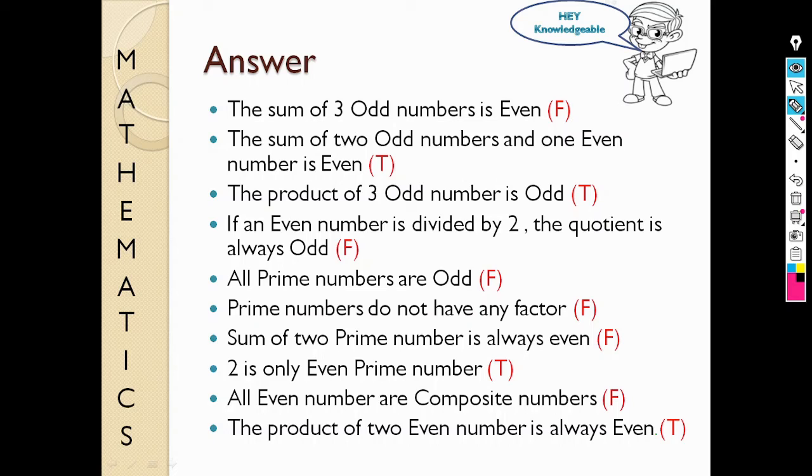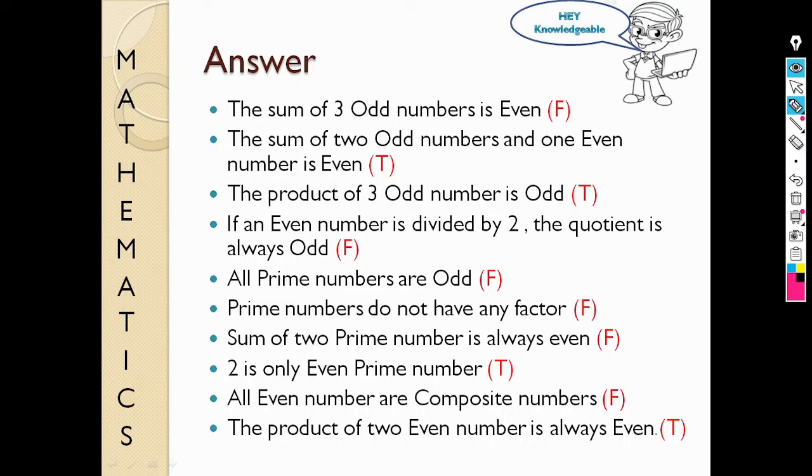So now coming to the answer. So let's see what is the first question. The sum of three odd numbers is even. So this is false because if you try to add 3 plus 5 plus 7, this gives you 15. So this is not even. Sum of two odd numbers and one even number is even. So this is true. Let's take the case where the one even number we have taken as 2 and the two odd numbers we have taken as 3 and 5. If you add, then the sum would be 10, which is an even number. So I think this is true.